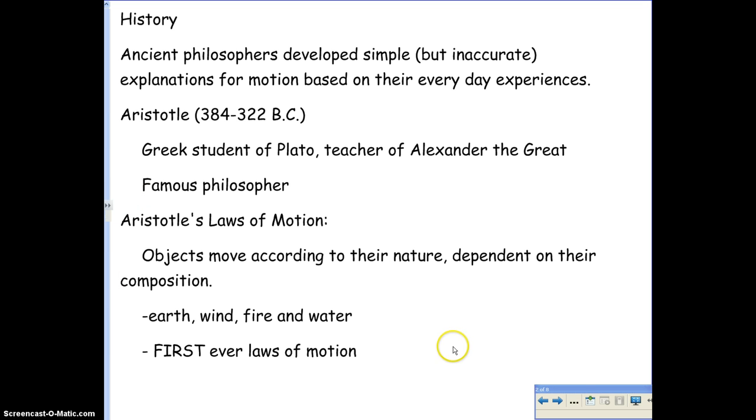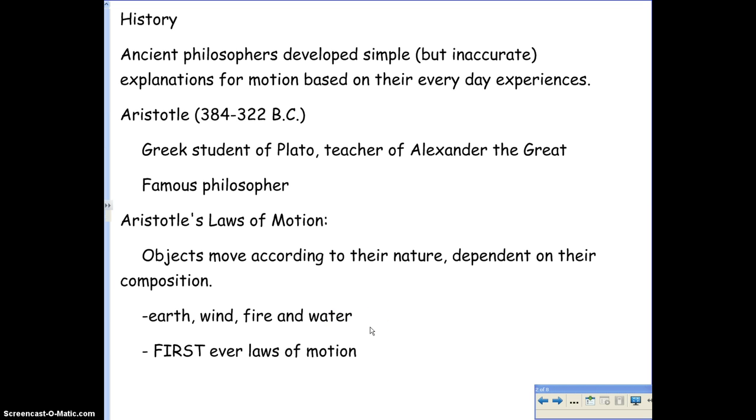Aristotle wrote the first laws of motion ever. He was a philosopher, so they weren't scientific laws, but basically he said that things move based on whether or not they're made of a certain substance. And I talked about this in class a little bit, but earth, wind, fire, and water are what he thought things were made of.